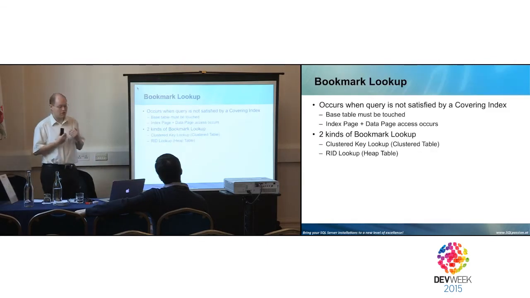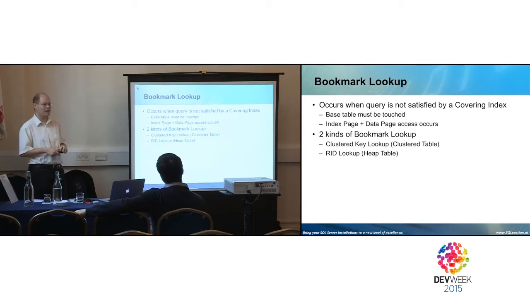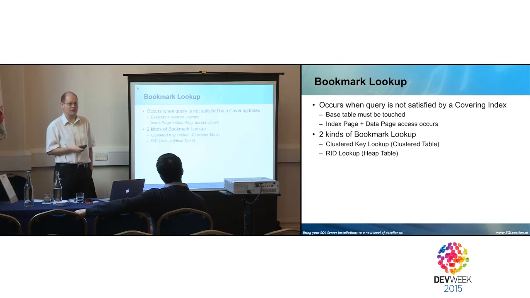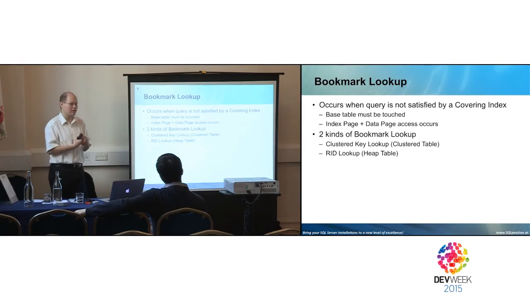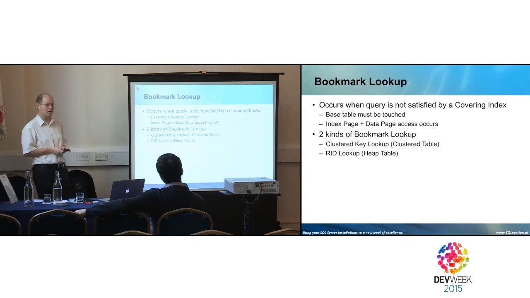A bookmark lookup means that the query optimizer has chosen in the execution plan a non-clustered index, which means we are reading the requested data from that non-clustered index, and finally we retrieve in our select list additional columns that are not part of that non-clustered index. That means we get some records from that non-clustered index, and afterwards SQL Server has to retrieve the additional requested columns for every record that we have retrieved from that non-clustered index.